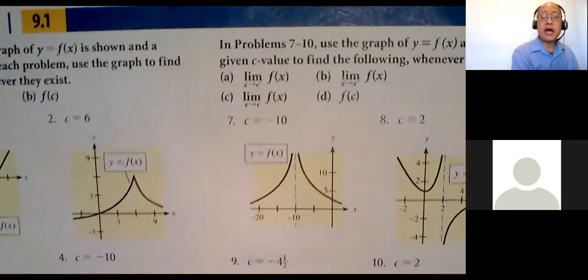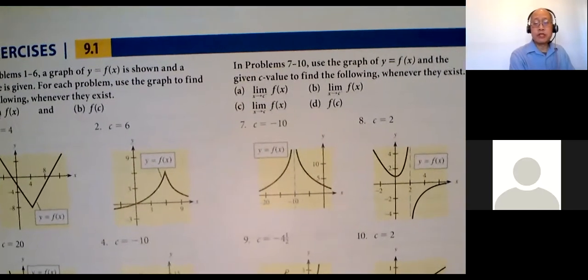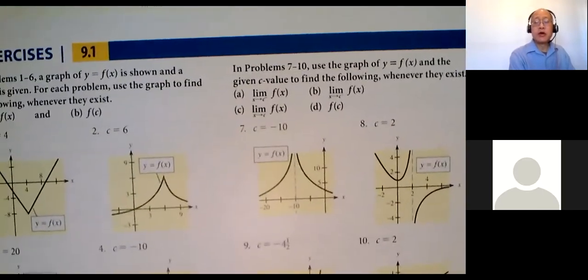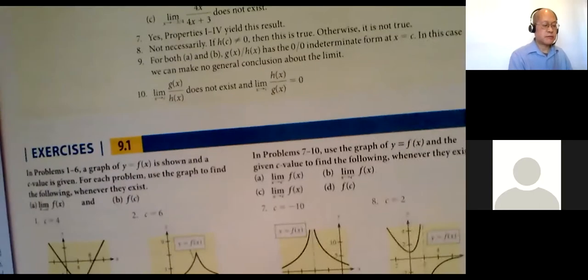8c, two-sided. If it's two-sided, you have to get the same answer from the left as from the right. In other words, 8a and 8b have to be the same. They were not the same, right? One was infinity, the other was negative infinity. So 8c does not exist, and you can abbreviate it D and E.